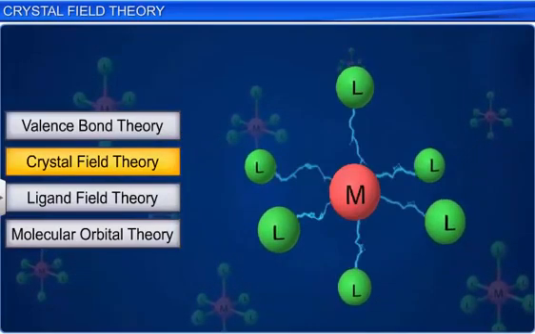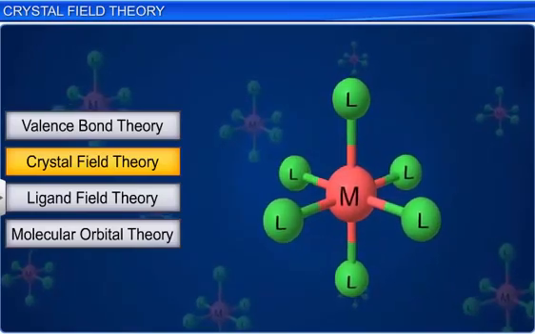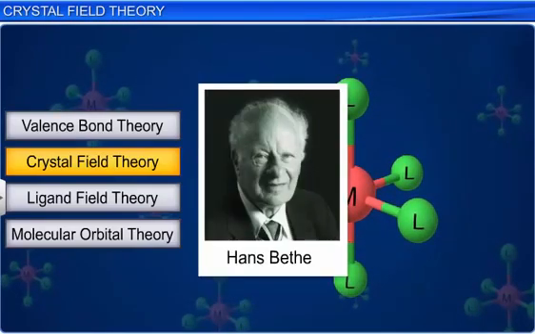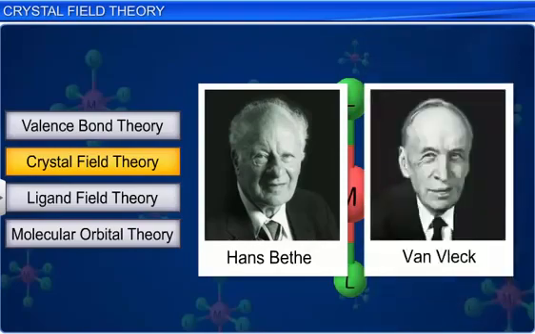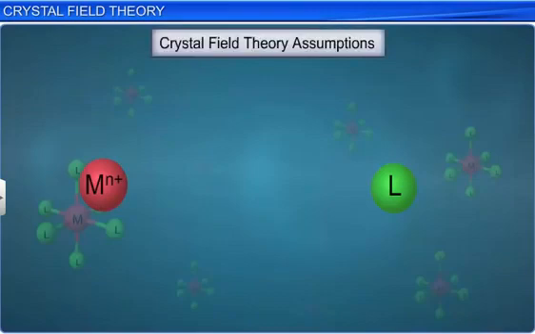The crystal field theory was proposed by Hans Bethe and Van Vleck. This theory gives a much more satisfactory explanation for the bonding and the properties of complexes than the valence bond theory. The crystal field theory is based on certain assumptions.